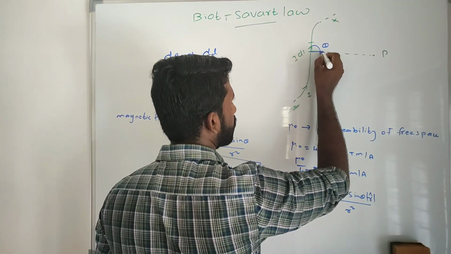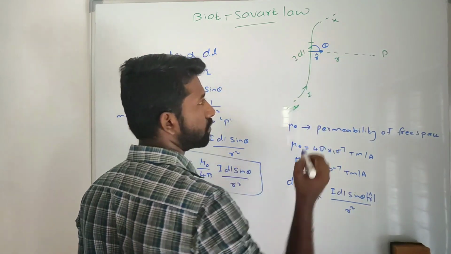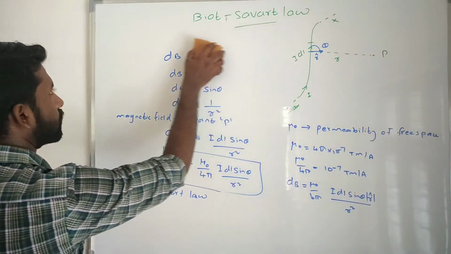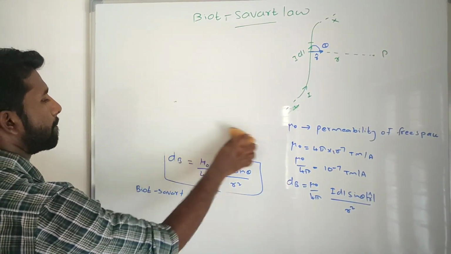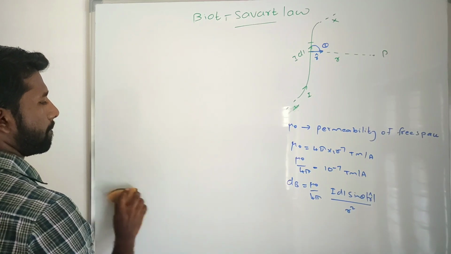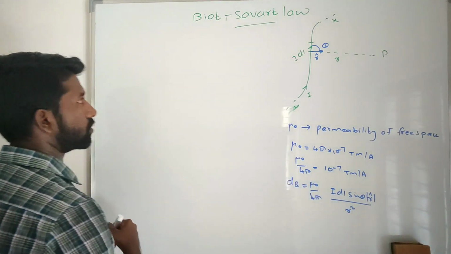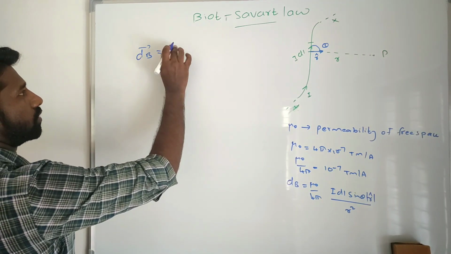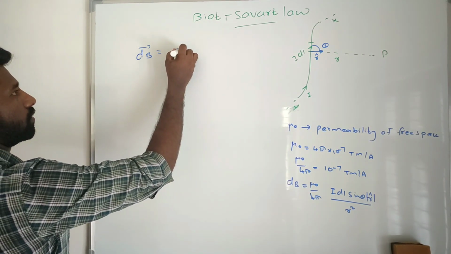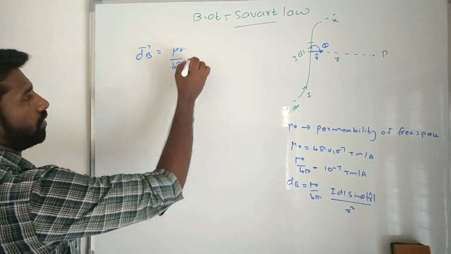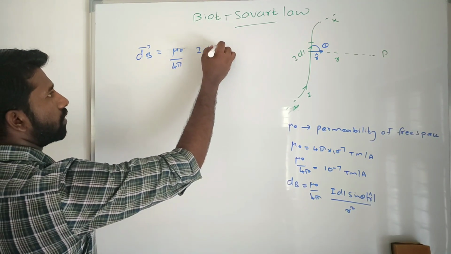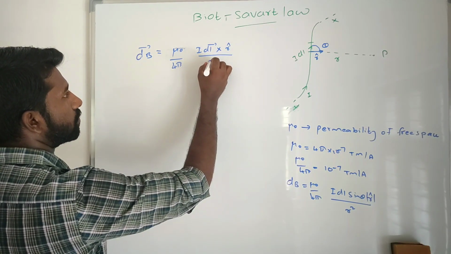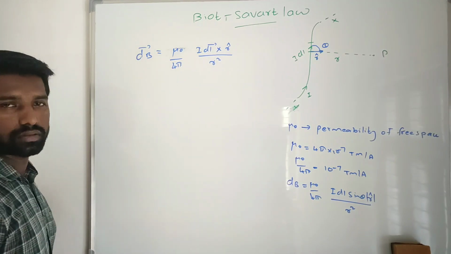So this r cap direction is like this here. Okay, this is the direction. So we can change this equation based on the cross product. So dB vector is equal to mu 0 divided by 4 pi I dl cross r cap divided by r square.